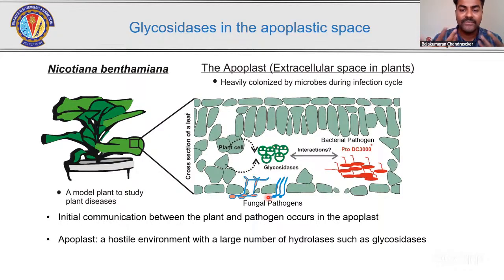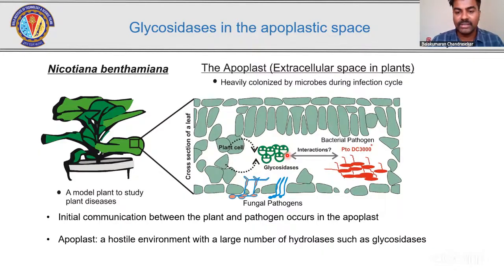The hostile environment in the apoplast is majorly because of the hydrolases the plant secretes into this compartment. For instance, let's say a plant leaf is colonized by a fungal or a bacterial pathogen. The plant will make the environment more hydrolytic by secreting a lot of hydrolases, including glycosyl hydrolases, into the compartment. The plant will have more glycosyl hydrolases in that environment.